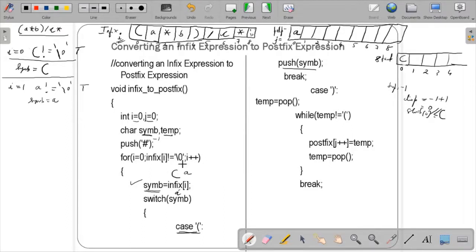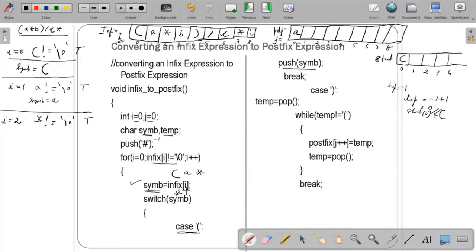Next, we are done with pushing A to the postfix expression when we found an operand. Now we'll increment again the value of I. Now I is equal to 2. So in the 2, we'll check for I is equal to 2, infix of I not equal to null character. What is there in infix of I? That is 2. We have star, so that is not equal to null character. It is true. If that is the case, sim is equal to infix of I. What is there in sim, infix of I? Star. Now the symbol will be nothing but star.